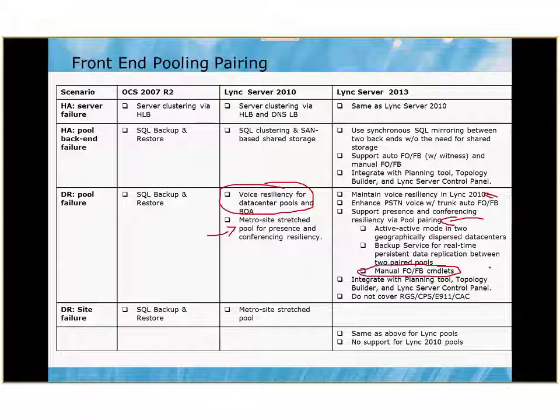Notice there's one little caveat down here at the bottom. That pairing of the pools does not support, from a disaster recovery standpoint, response group services, call park services, E911, or CAC, or call mission control. Okay, so if you think about it, that's per pool. You can't restore your response groups to somebody else's pool. It's not going to work that way. And notice again, the site failure is not supported in this case, because you're just pairing the pools.